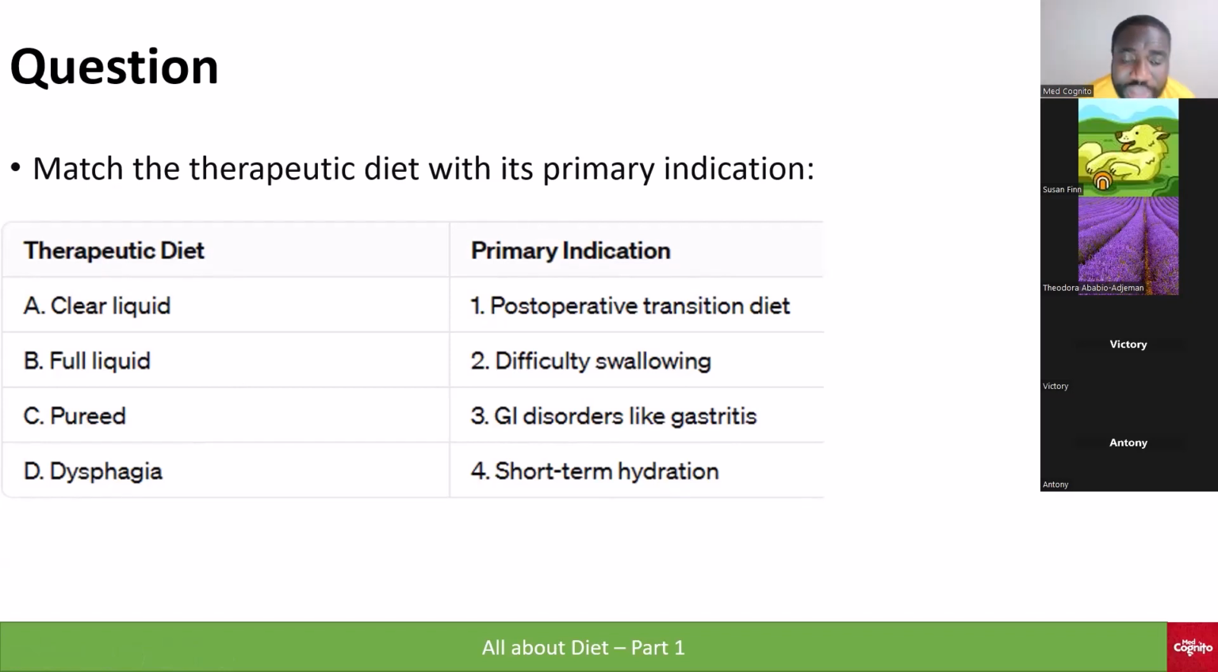So is it A1? Is it A2? Is it A3? Is it A4? Is it D1? I want to see the patterns. Pattern recognition. I see people saying A4, A4, A4. Okay, let's see. I'll give you time to do the matching. Let me grab some water.